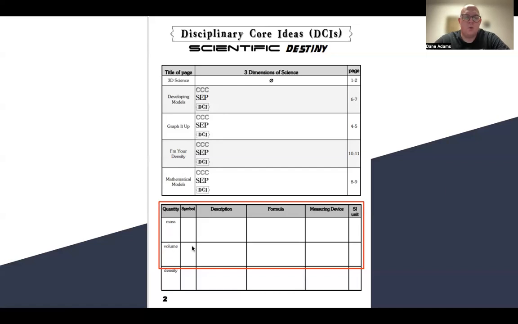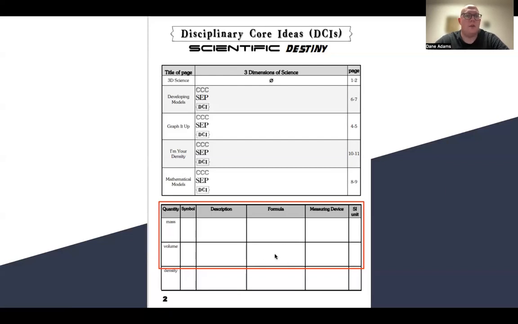For volume, our symbol is a capital V. Our description is the amount of 3-dimensional space that an object takes up. Our formula, we don't have one for that yet. Actually, no, that's not true. We might. We talked about a formula last week. If you're measuring the volume of a solid cube or some kind of rectangular prism, then you can multiply length by width by height. So that's something you can include here.